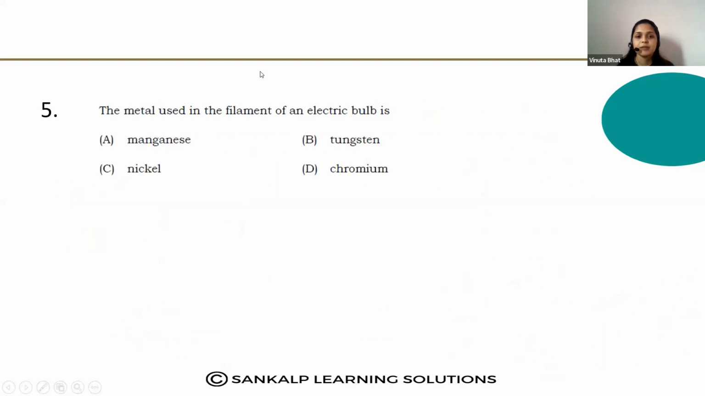Next question. The metal used in the filament of an electric bulb is: manganese, tungsten, nickel, chromium. Which metal is used in the electric bulb? The correct answer is tungsten. What is the reason for using the tungsten filament? It has a high melting point.